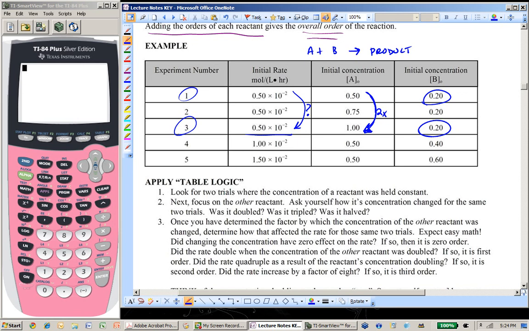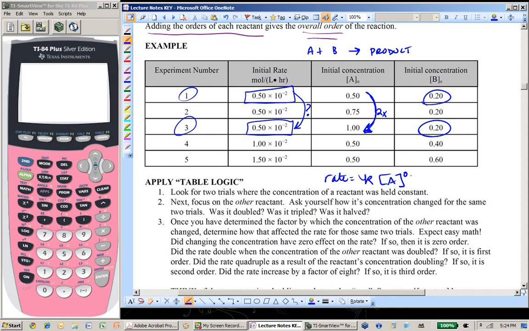Well, dang, it didn't change. It stayed the same. So if you double the concentration of A and the rate doesn't change at all, nothing changed, then I know this so far. Rate equals K, concentration of A to the 0 power.